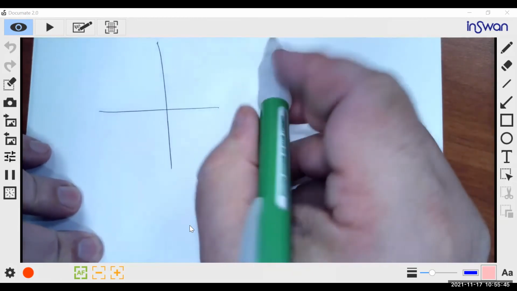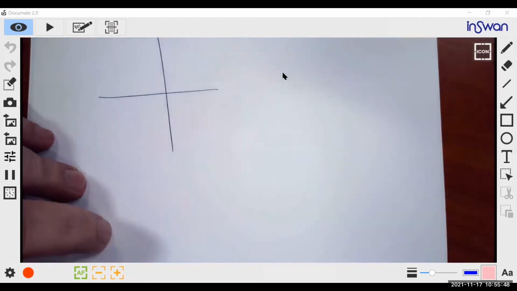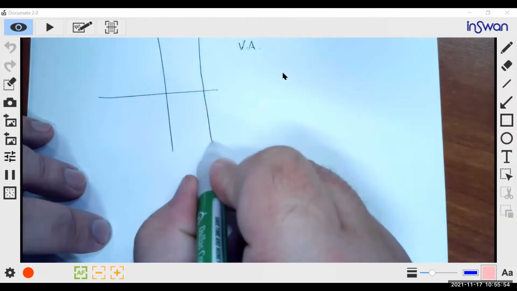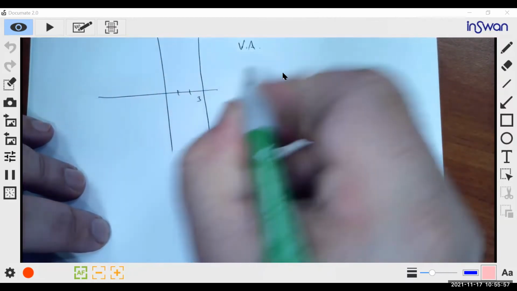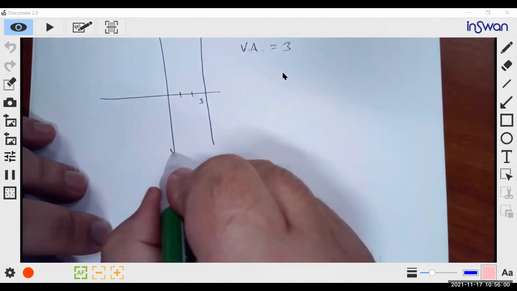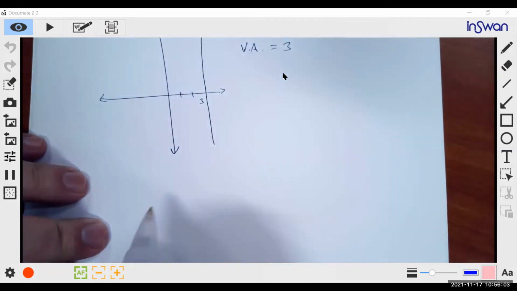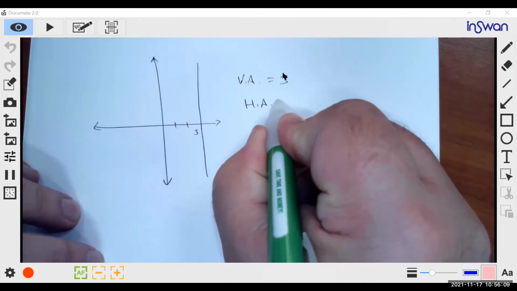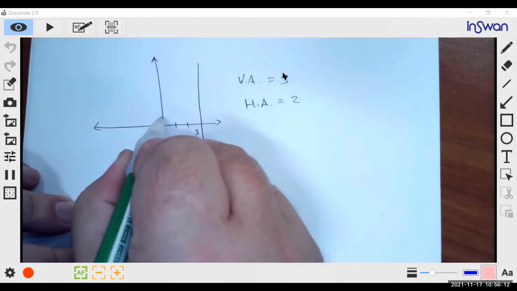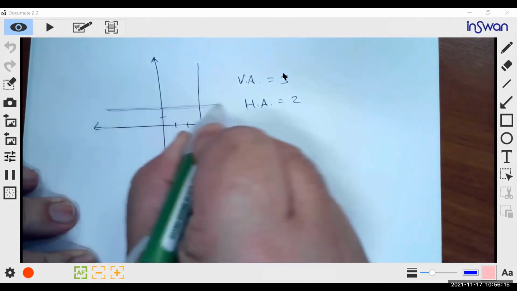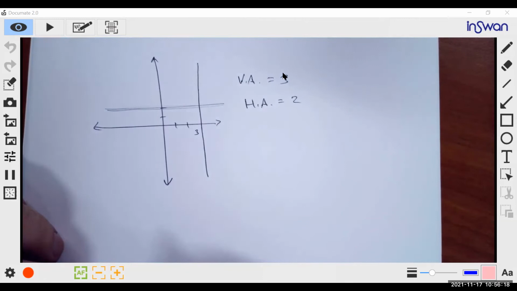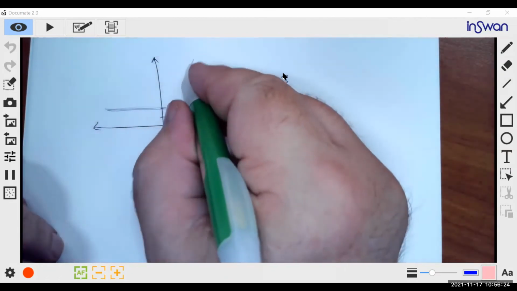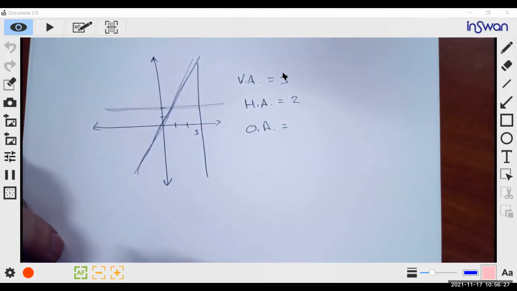Let's look at this. When we talked about asymptotes, thanks for asking the question. A vertical asymptote is a vertical line. Let's say it equals 3. So a vertical asymptote is just a vertical line going up and down. A horizontal asymptote, let's say it's 2, is a horizontal line going straight across where the graph cannot cross. An oblique asymptote is a slanted line.